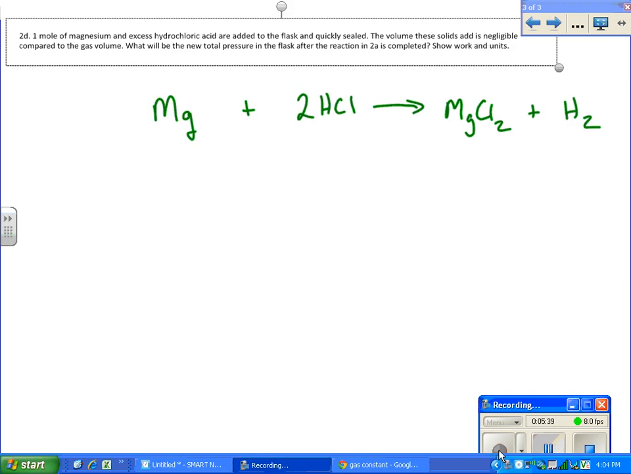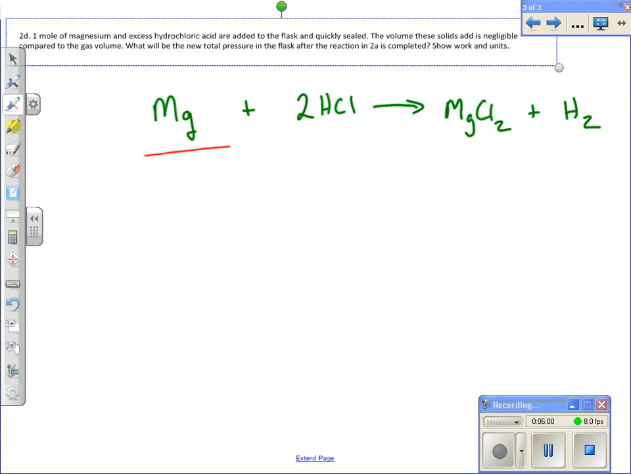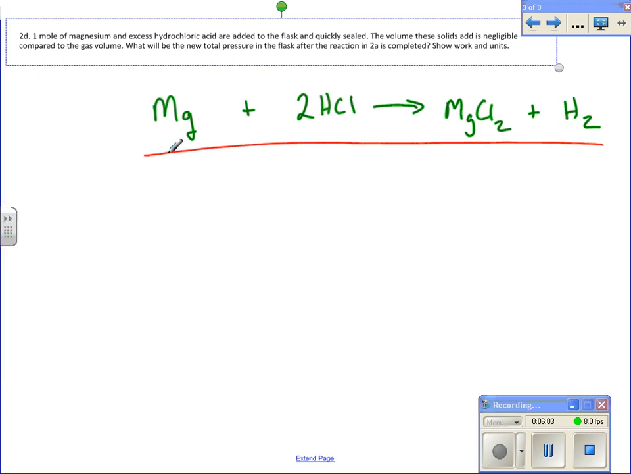Alright, so the last problem here says 1 mole of magnesium and excess hydrochloric acid are added to the flask and quickly sealed. The volume of these solids is negligible compared to the gas volume. What will be the new total pressure in the flask after the reaction in 2A is completed? Show work in units. So this is the reaction that we're starting with here in this case. The reaction shows right there. And we need to look at the stoichiometry. If I have 1 mole of magnesium, I expect 1 mole of hydrogen gas. So that makes the problem kind of simple, and we can do it in 2 ways.